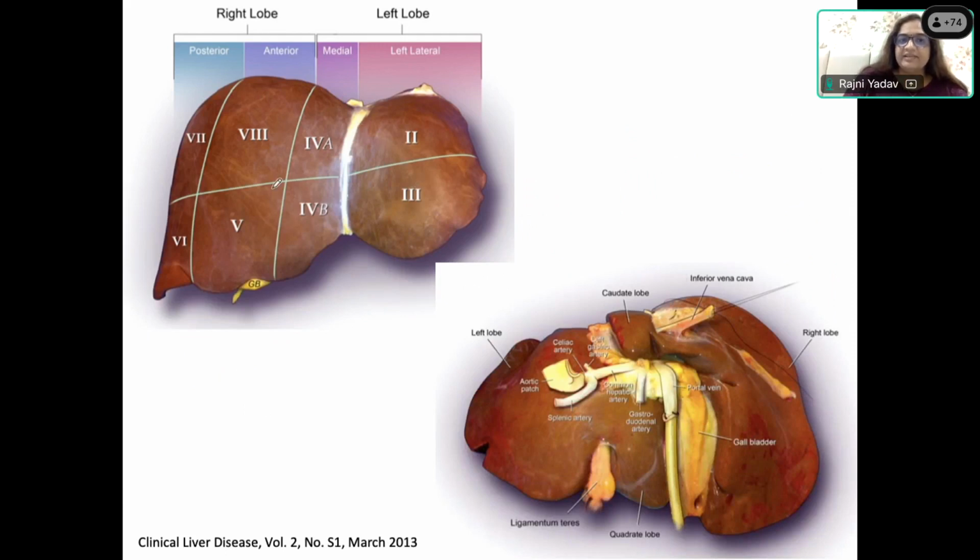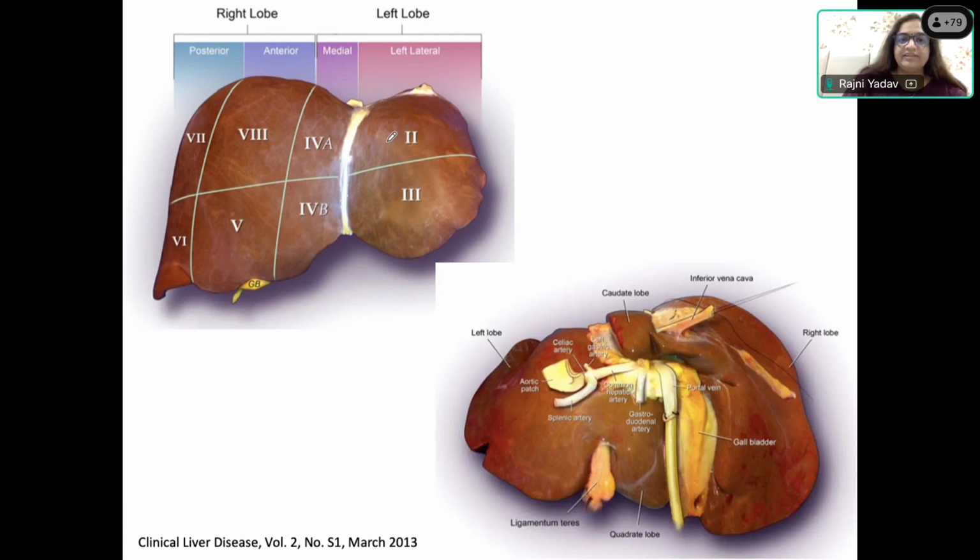Now why are these segments important? These different segments are independent functional units. They have their own portal pedicle. That means the hepatic artery, the bile duct, the portal vein branch, and also the terminal hepatic vein branch. That is there in each of these segments. So this is very important for the GI surgeon and for the anatomical resections.